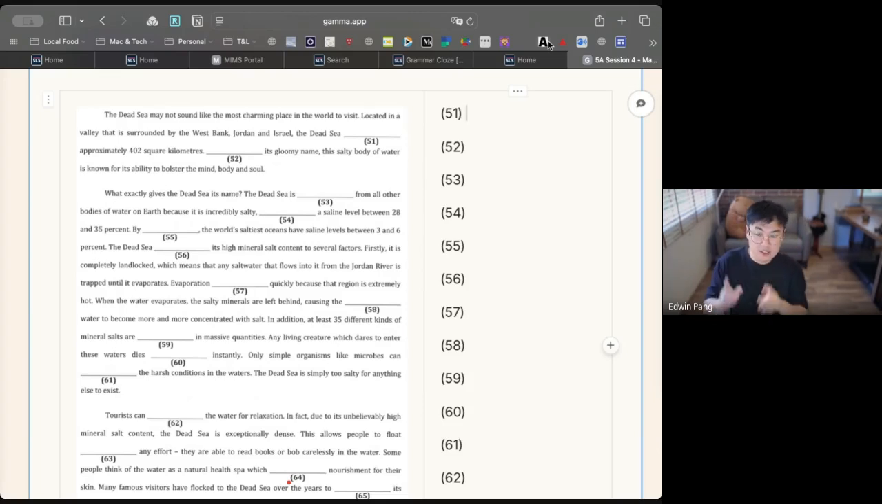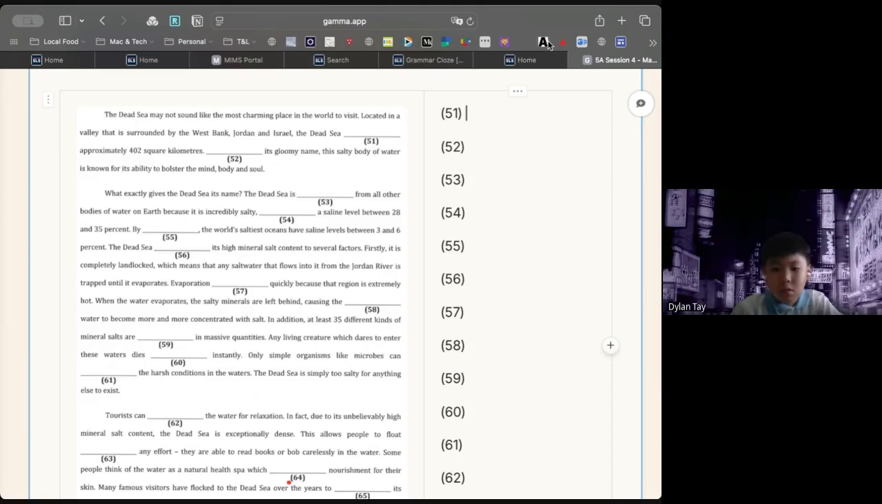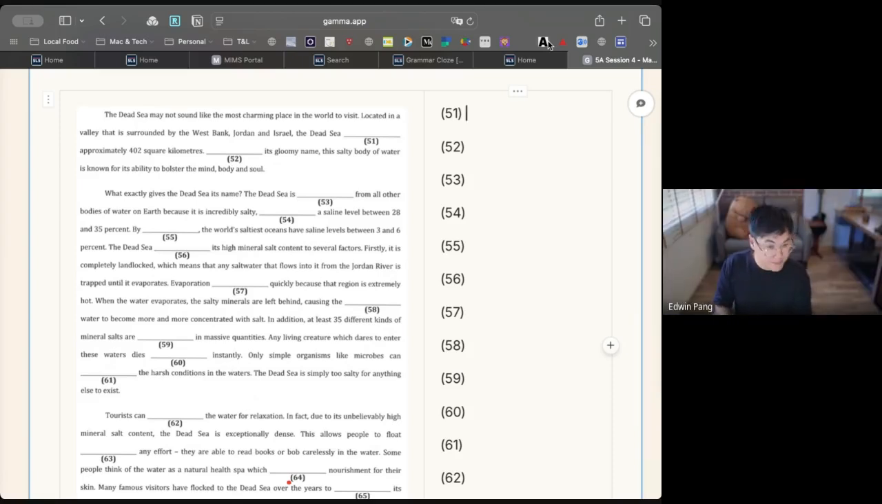In other words, question 51 is the action of seeing how big it is. What is the action you take to see how big something is? That's the answer to this particular question. Okay, Dylan, what do you think? Measures. Do you think measures is correct, everybody?